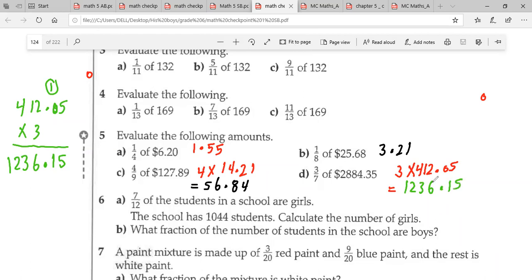Here the final answer is 1,236.15. Maybe it's complicated, but it's good to understand how to multiply and how to do the division. Okay, here is the answer, and maybe put the sign of dollars in each of them, no problem, as you like. Thank you, Rami, thank you.